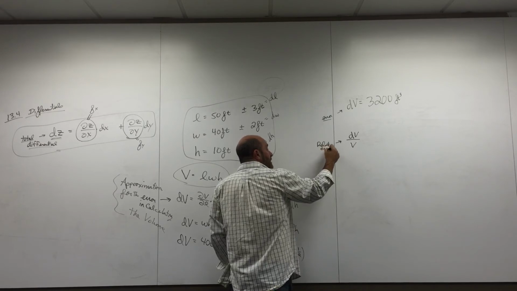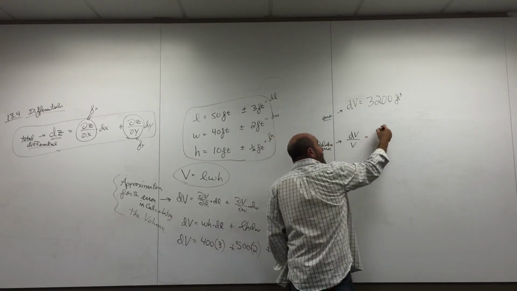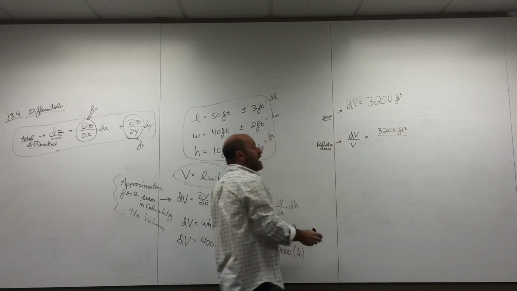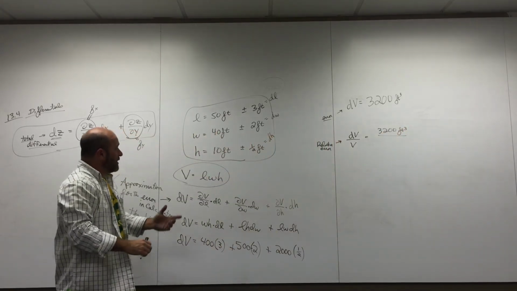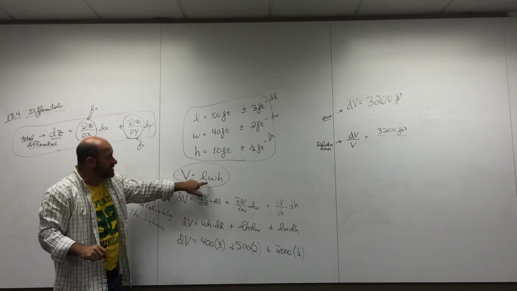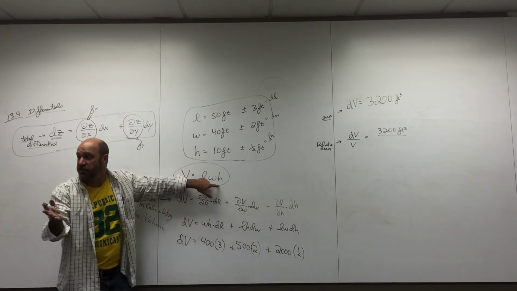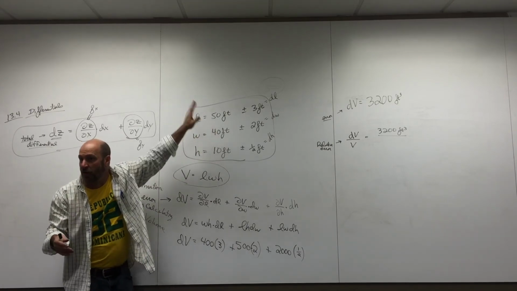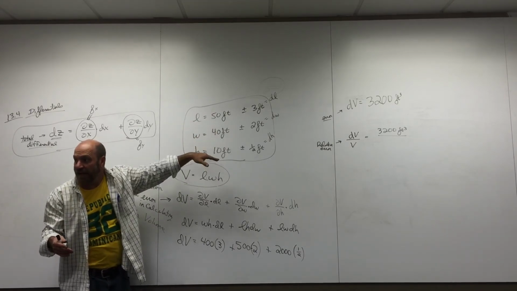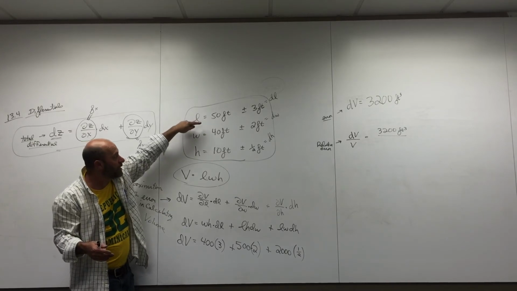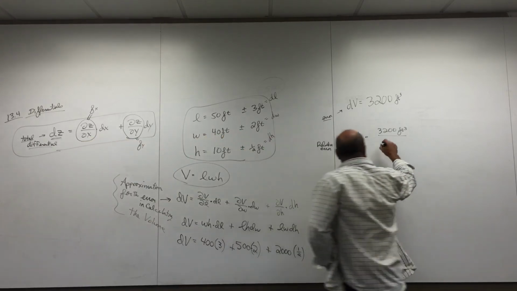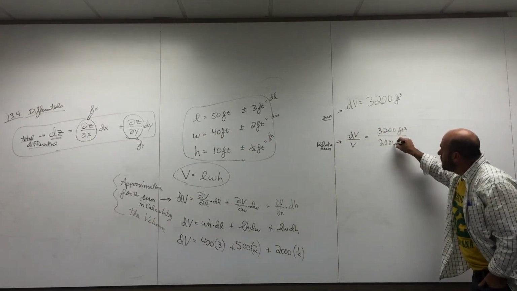And I would like to calculate that now. Well, that's my 3,200 feet cubed over the actual measured volume. The actual measured volume is just length times width times height. And I guess you just use the 50, 40, and 10 as if you didn't have any errors. So the actual volume is 50 times 40 times 10, 20,000? Yeah. So that's 20,000 cubic feet.